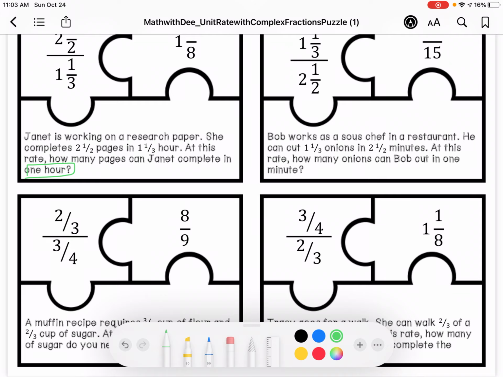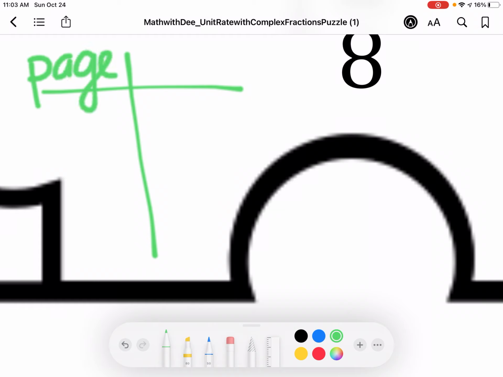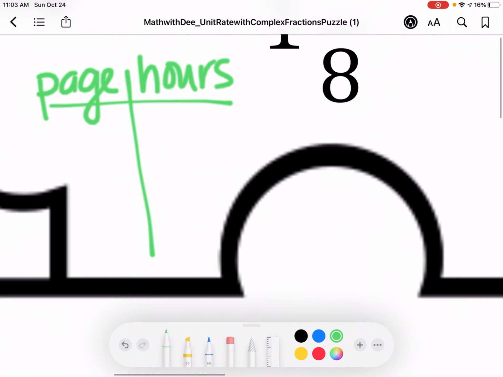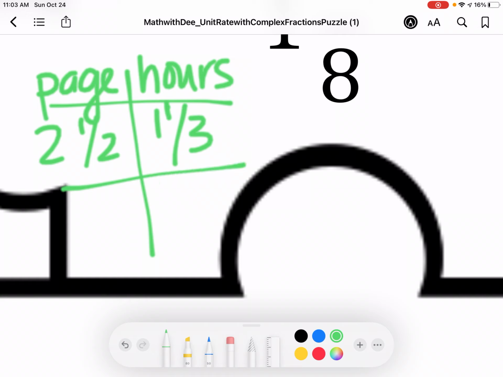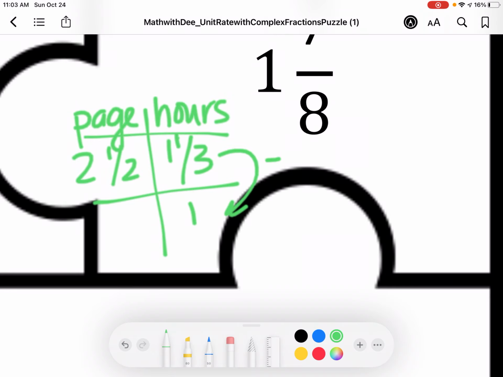So I'm going to make myself a table, and if you were at school, you would see that I had replaced the complex fractions with hours, with tables. So she can do 2.5 pages in 1 1/3 hours. And I want to know in 1 hour. So remember, you're dividing by 1 1/3.